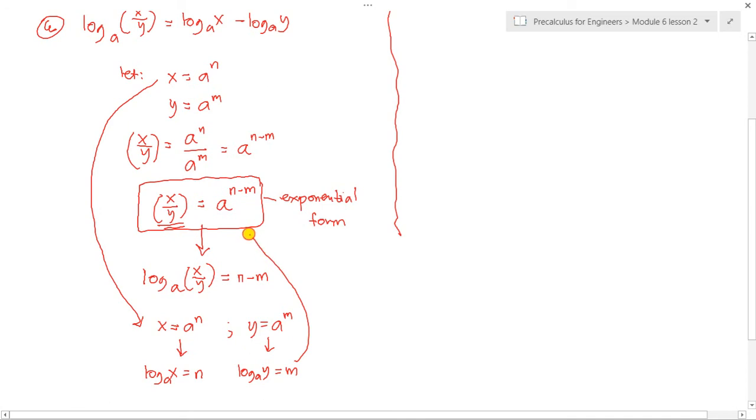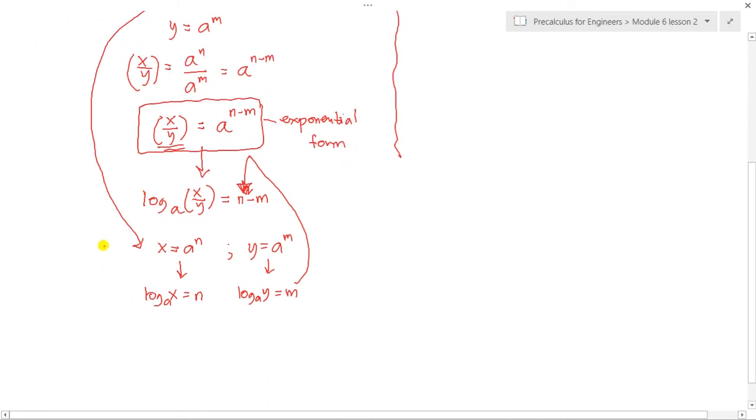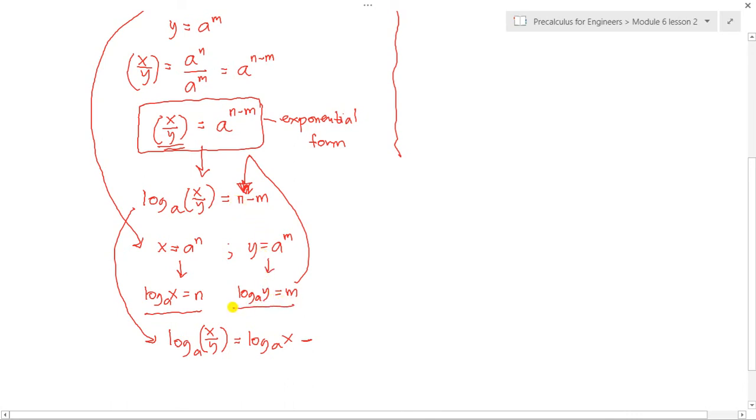Ato na siya i-substitute ari. So therefore, kani siya, mahimo na siya og log of x over y to the base of a is equals to n. Ang n, naa ra. Kani siya, that is log of x to the base a minus, kay n minus m man, ang m kay kanina pa siya, so that is log of y to the base a. So therefore, na-prove na nato ang ikaunom nga property.